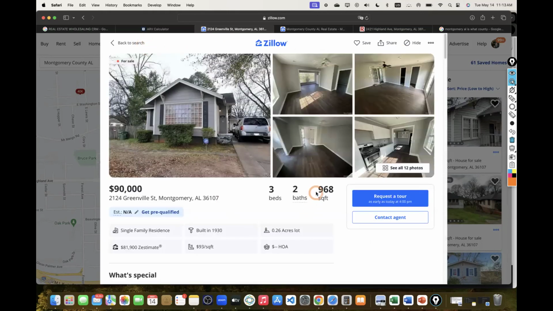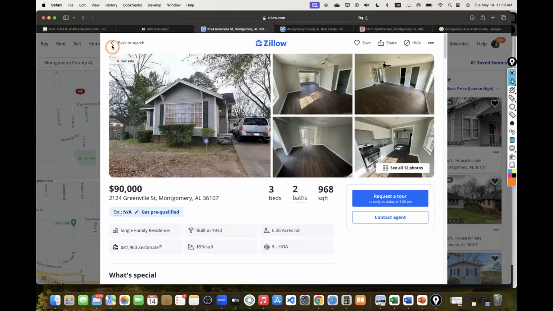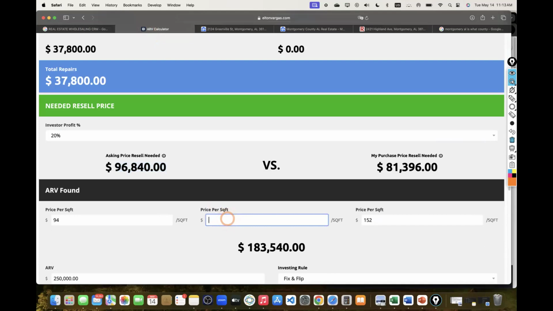So this is another comp, 968. It's still within that price point because again, 1260 minus 300, it's gonna be 960. So it's right within our square footage and it's $93 per square foot. So another 93.